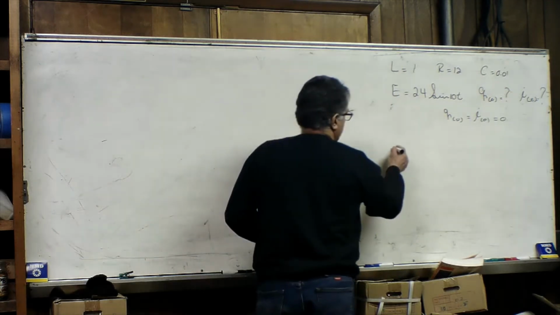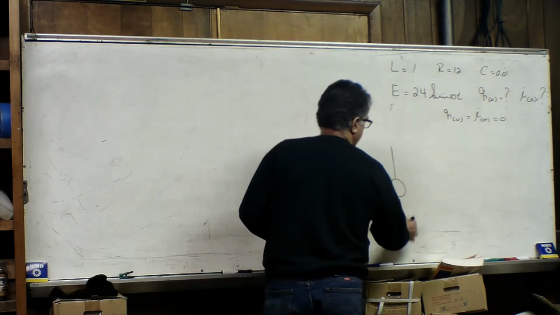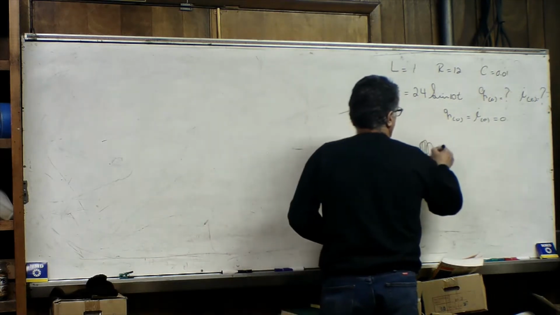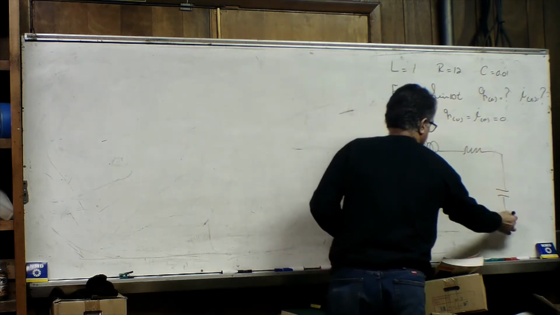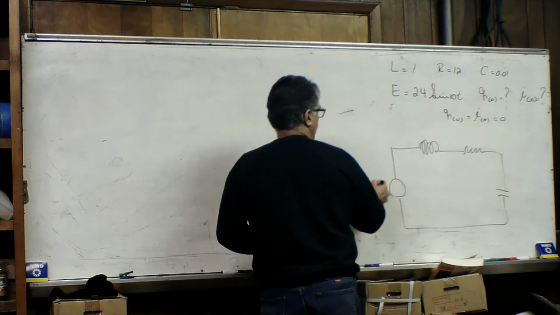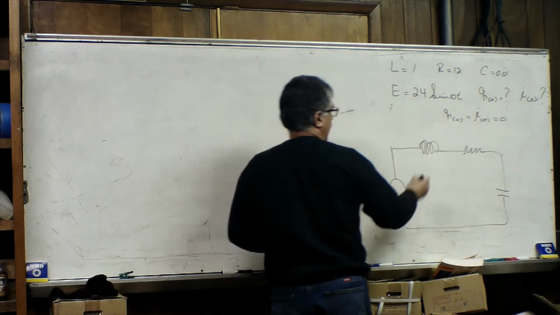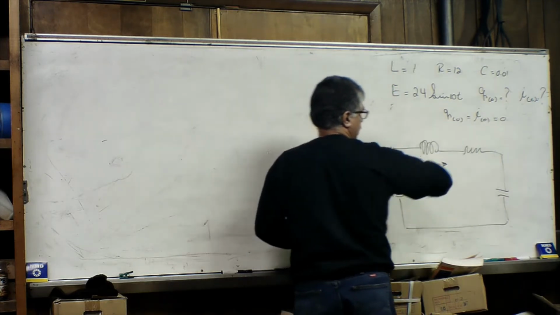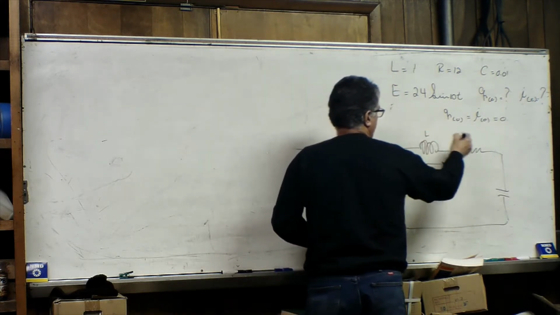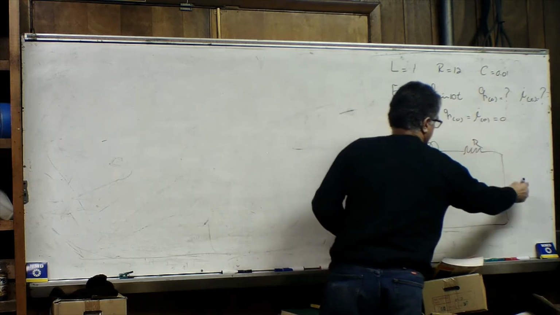So we have an electrical circuit again with inductance, resistance, and capacitance, and our total voltage is E, and we have a current that is going in that circuit. So we have our inductance, resistance, and capacitance.